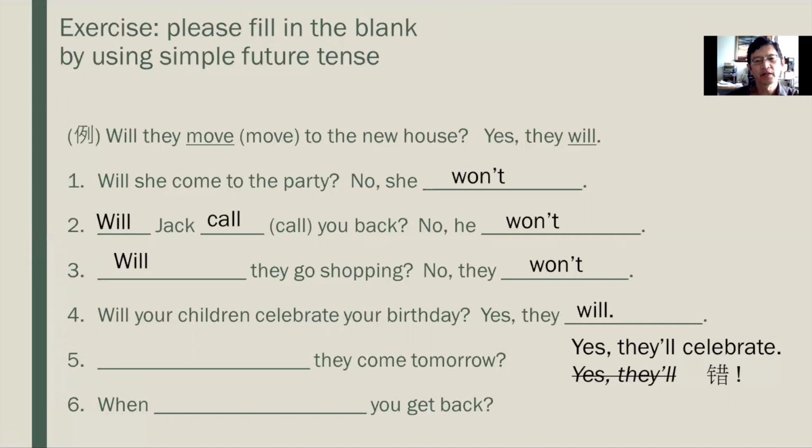Let's try number 5. Simple, will they come tomorrow? You can also say, won't they come tomorrow? The questions sound a little bit different, but really it's the same meaning. Will they come tomorrow? Won't they come tomorrow? The last one, when will you get back? Pretty easy, right?